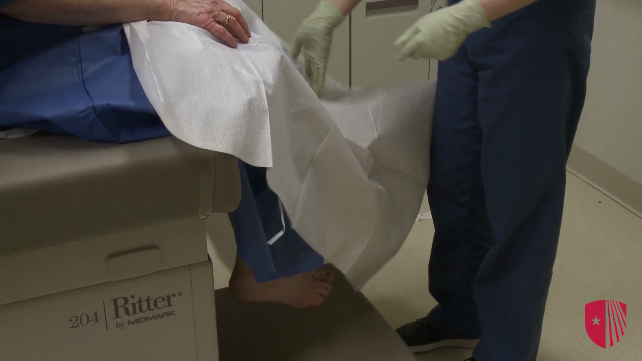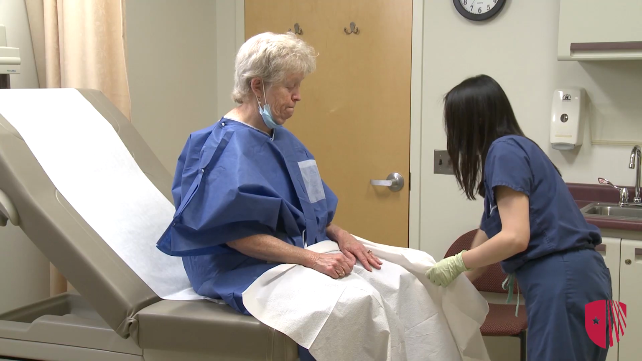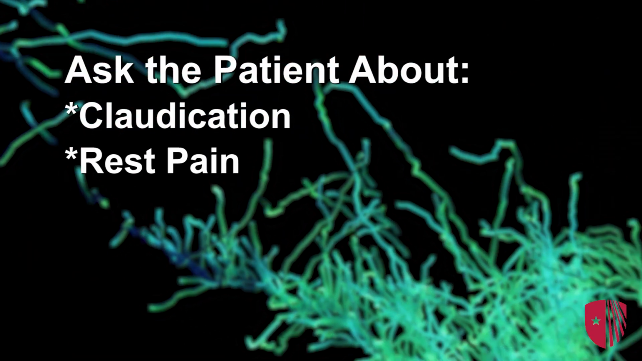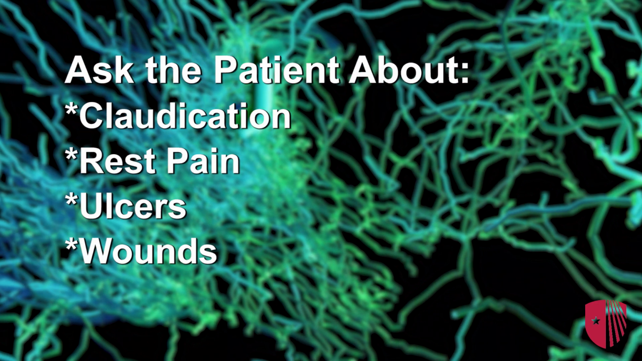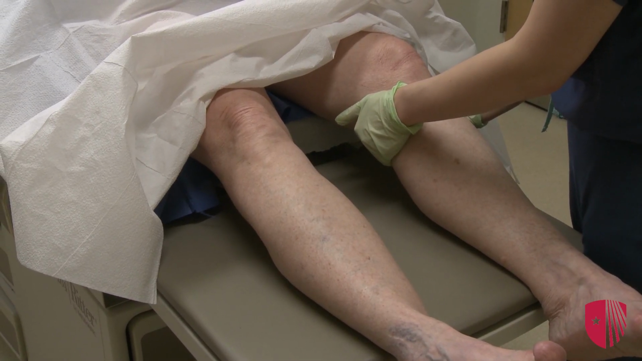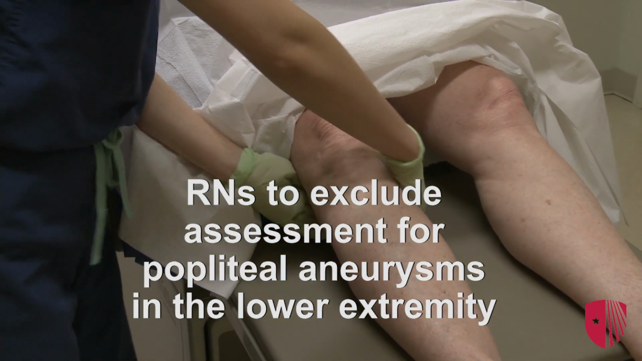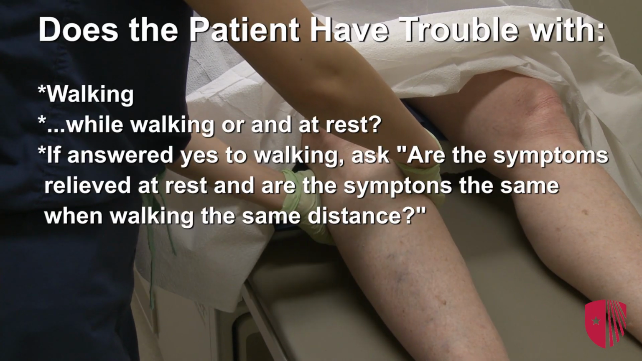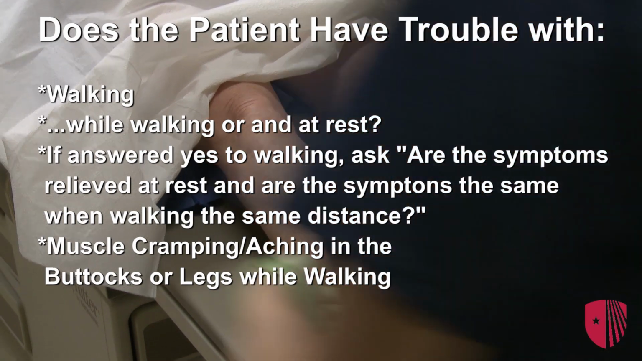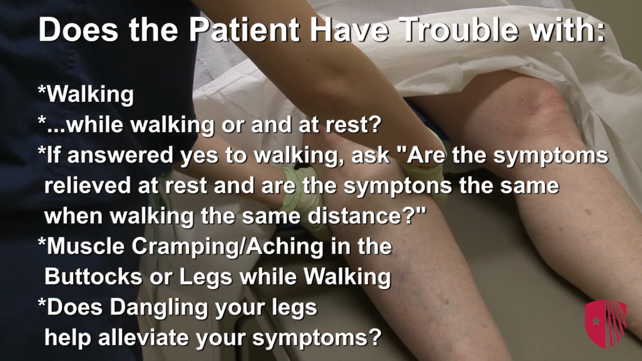Then you want to assess for lower extremity arterial disease, peripheral arterial disease. You want to ask the patient about claudication, rest pain, ulcers, wounds, neuropathy, and examine for lower extremity aneurysms in the popliteal artery. Some questions you want to ask: do they have trouble walking? Muscle cramping or aching in the buttocks or the legs with walking? And is it relieved by dangling their legs?